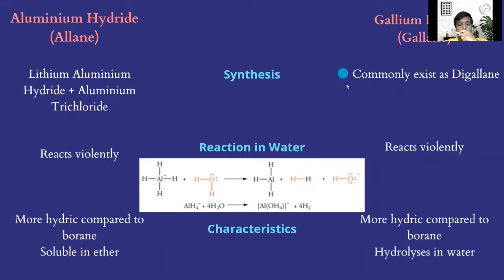The first topic that I would like to touch on is synthesis. To produce aluminium hydride or alane, the reaction is lithium aluminium hydride reacted with aluminium trichloride to produce aluminium hydride. Meanwhile, for galane, it is quite challenging to synthesize through a simple reaction. But the common type of gallium hydride that can be synthesized easily is digallane, which means there will be two gallium atoms attached to the hydrogen atoms.